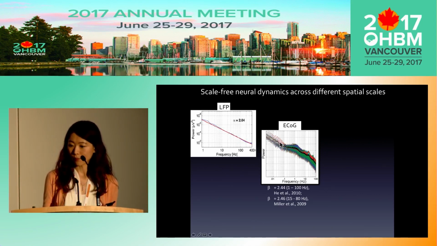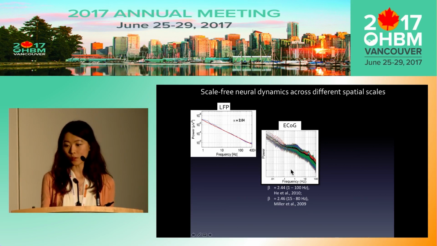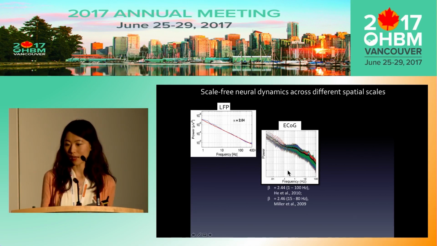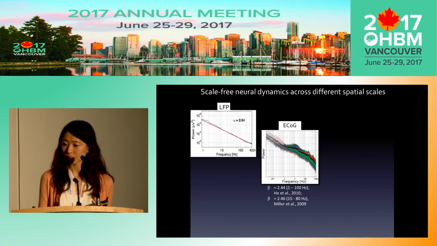And with ECoG, the exponent, the slope in the power spectrum, is around -2.4. So in two studies, in my own lab and in Earl Miller's study, both studies reported very similar power law exponents, around -2.44, -2.46. So it's a very robust and reproducible finding.